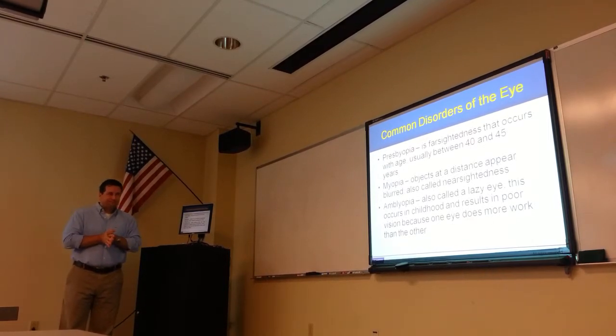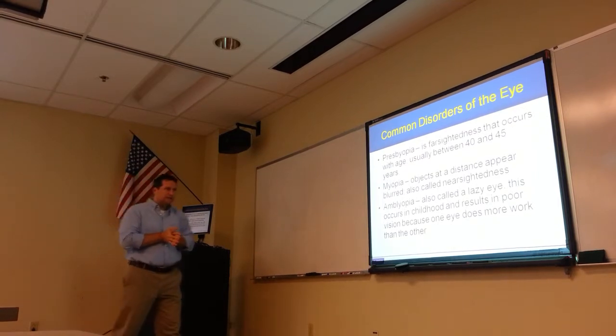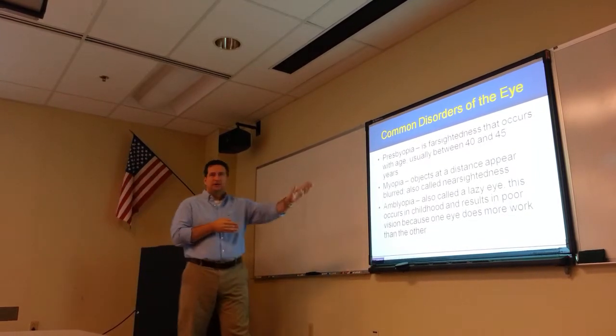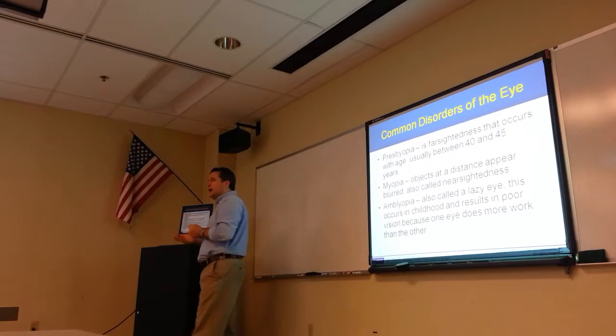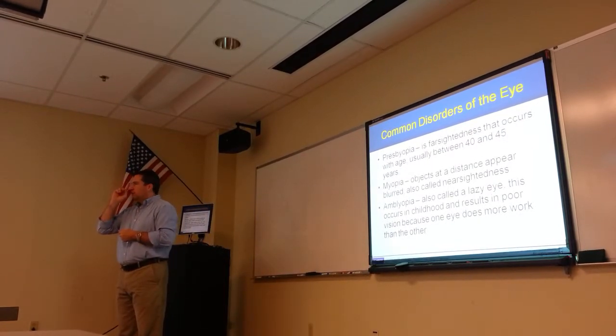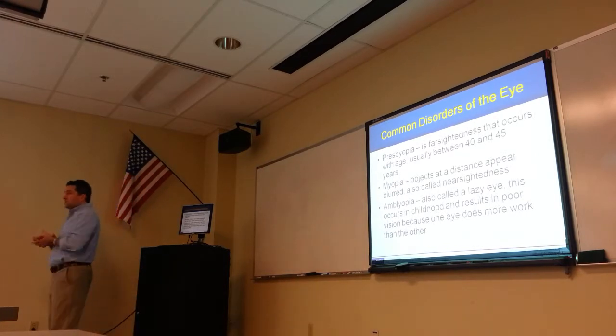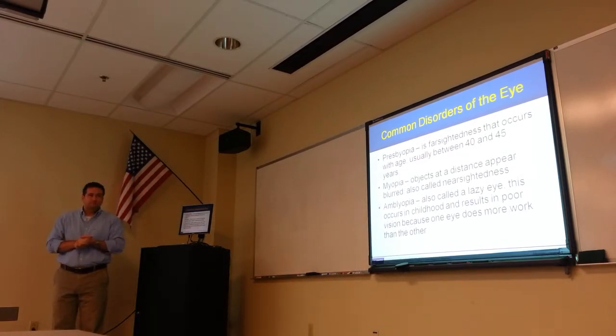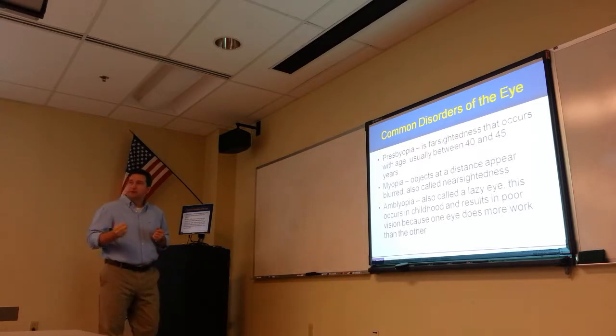Amblyopia, also called lazy eye. Here's the thing about amblyopia. It should be called lazy brain, not lazy eye. A lot of people, when they think of lazy eye, they think of that person who has one eye that's pointing straight ahead this way, and the other eye that's drifting off to the side, going one direction or the other. When in fact, it's not a lazy eye that's doing that. It's muscle that's pulling it too hard one way or not hard enough the other way. Well, that's called strabismus, by the way.